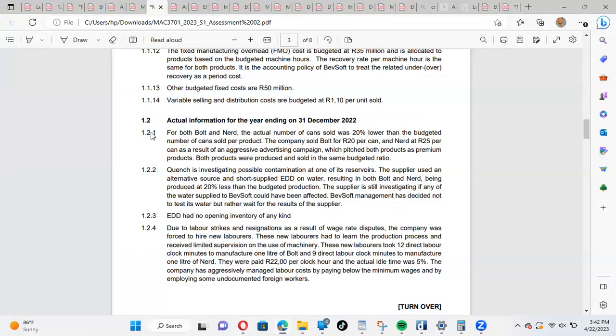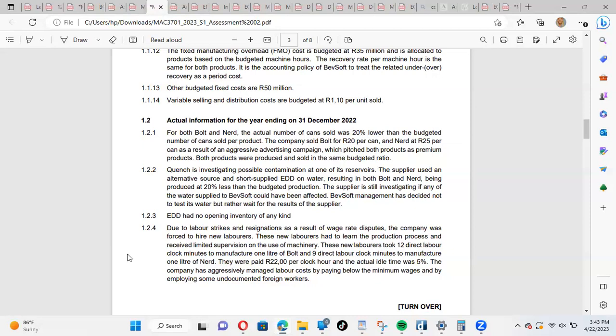We can also apply that on closing inventory. Either way, let's see what's on the question. So we know that production again occurred using the same ratio. The actual number of cans sold was 20% lower than the cans bought, and then the company sold at that price, and then the products were produced and sold using the same budgeted ratio. So far what has been maintained is the ratio.